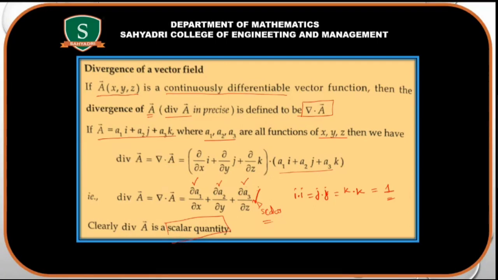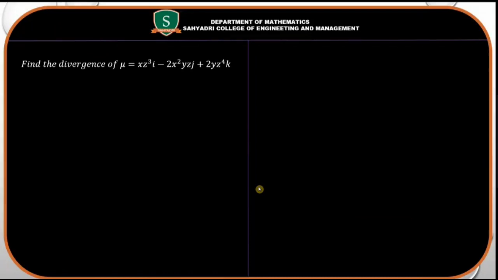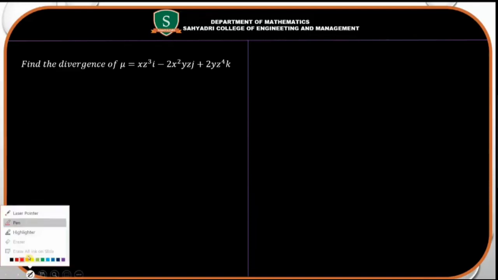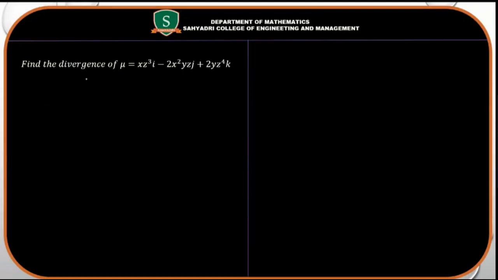Okay, fine. So we'll discuss some problems based on it. Here, this is the function which I have taken. Let us see how to find the divergence of this function. Solution: divergence of mu can be denoted by div A or div mu. Here the vector quantity is mu.